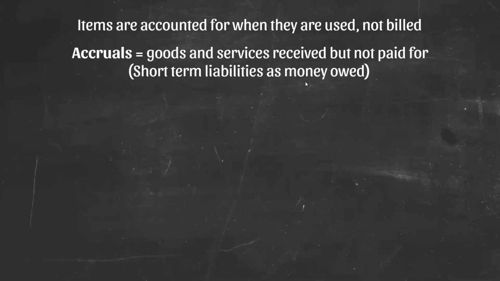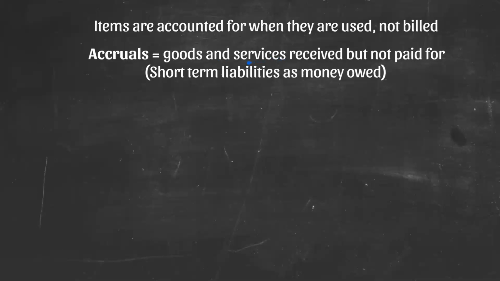So an accrual is essentially a short-term liability, okay? And this makes sense because essentially what we have with an accrual is we've used goods or services. So we've used maybe electricity, for example, but we've not yet paid for it. So we owe the provider of the electricity as a result of the service that we've used, okay? So we have a short-term liability as a result.